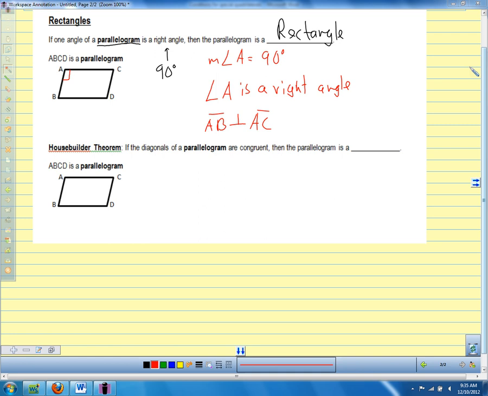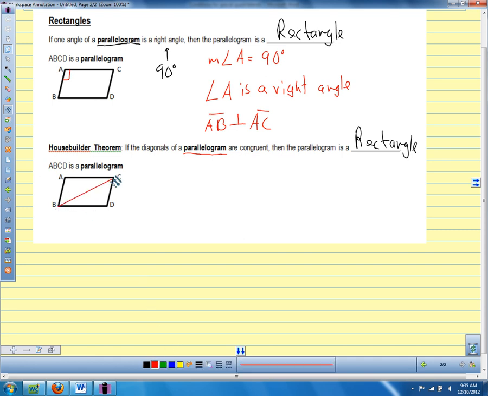Questions on that one? All right, the next one is called the Housebuilder Theorem. It says if the diagonals of a parallelogram, so we're starting with a parallelogram, are congruent, that guarantees us that the parallelogram is a rectangle. So let's draw in the diagonals.